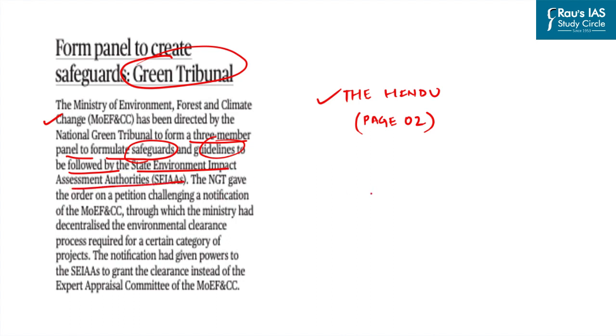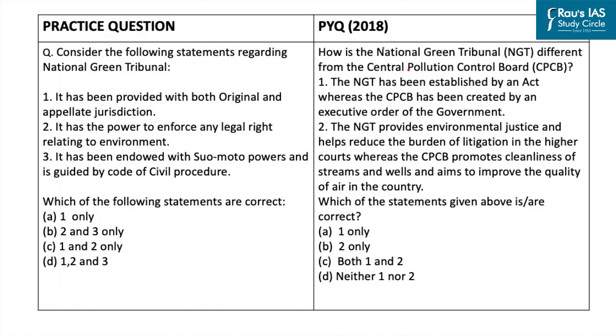Now, UPSC in the previous years has asked questions related to various tribunals and their working, and a question related to the National Green Tribunal itself was asked by UPSC. So, tribunals become important for us from the perspective of prelims. In 2018 itself, UPSC asked about the difference between the National Green Tribunal and the Central Pollution Control Board.